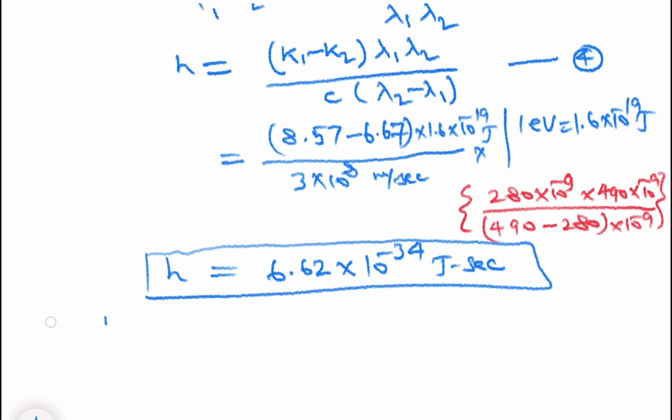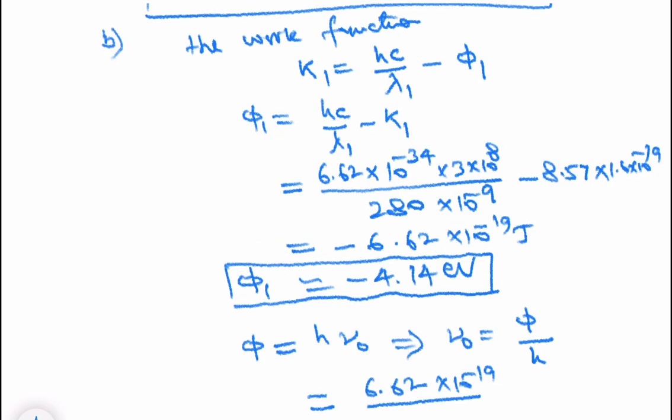Now second part. Since the work function is fixed for the given surface, lead surface, we can calculate the work function from any of the two equations of kinetic energy. So K1 is equal to hc by lambda 1 minus phi, and phi is equal to hc by lambda 1 minus K1.